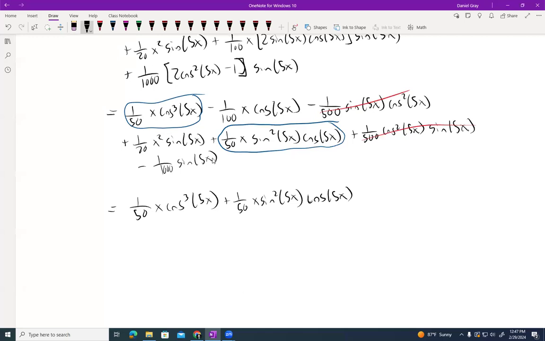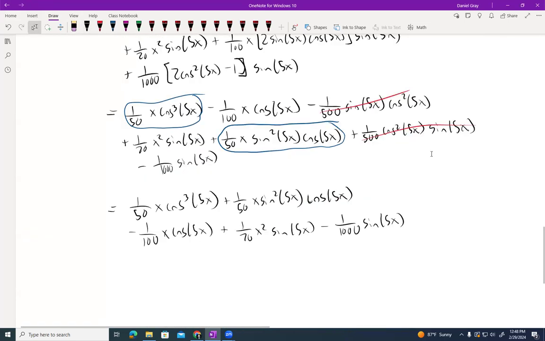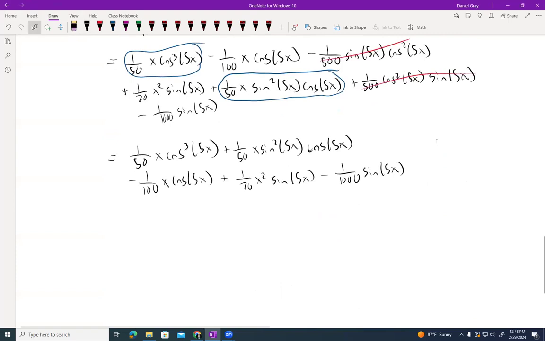So I'm going to have minus 1 over 100 times x cosine of 5x. Okay, and I'll have plus 1 over 20 x squared sine of 5x. Okay, and then I'll have a minus 1 over 1,000 sine of 5x. Okay, all right. So having that then, now let's try this out.